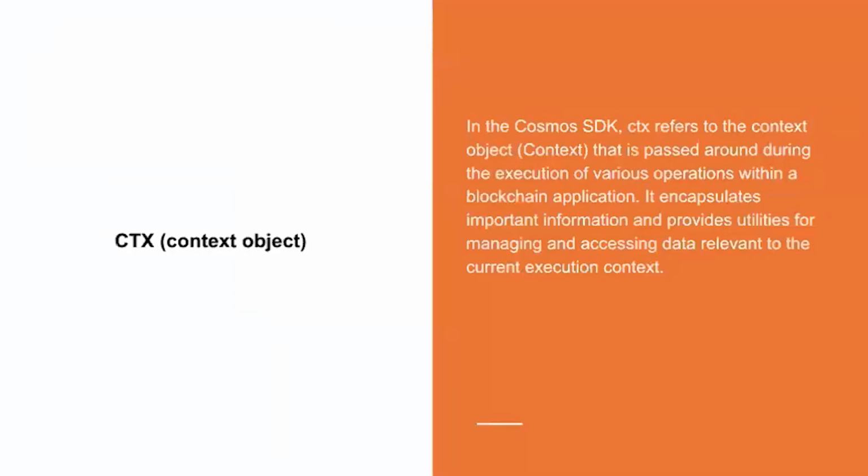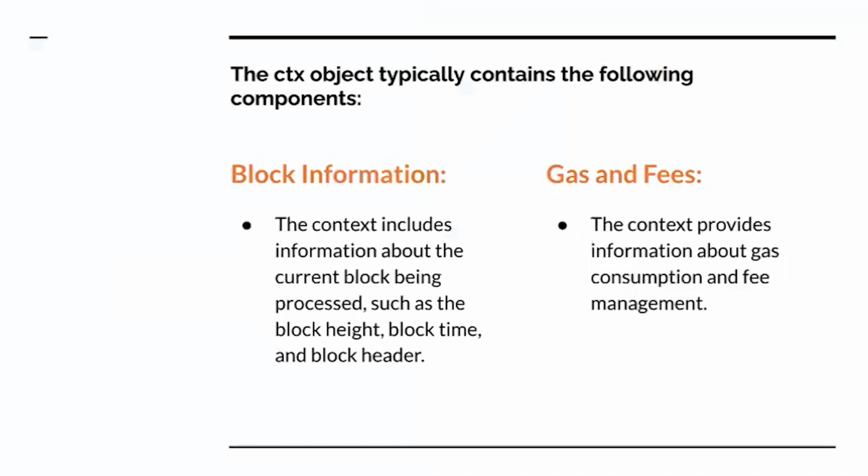Our next important concept is context. We'll be using context throughout our module creation. So let's understand what context is and what it means. In Cosmos SDK, context refers to the context object that is passed around during execution of various operations within the blockchain application. It encapsulates important information and provides utility for managing and accessing data relevant to the current execution context. The context object typically has the following components. We'll look into them one by one.